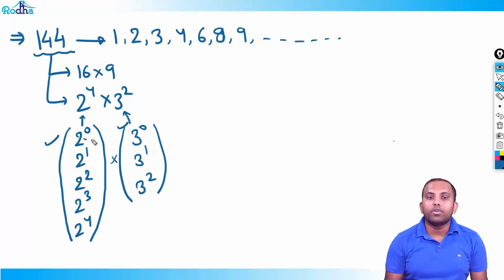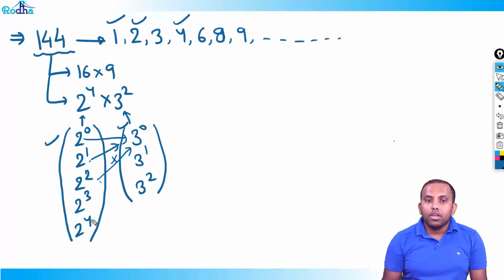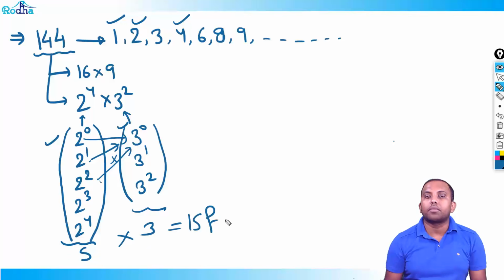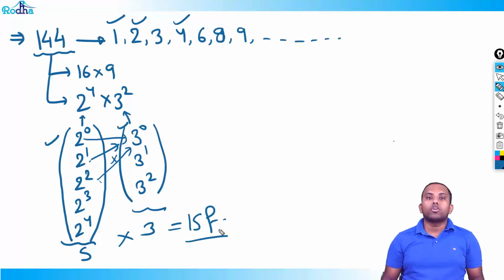That is, 1 into 1 will give me 1. 2 into 1 will give me 2. 4 into 1 will give me 4. So like that, how many factors can I make? Total 5 terms are here and total 3 terms are here. So 5 into 3, total 15 factors I can make. So 144 has 15 factors.